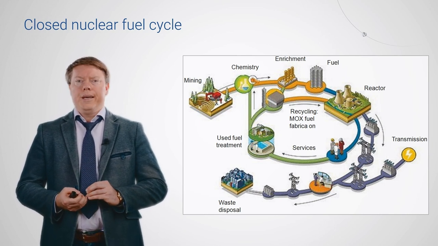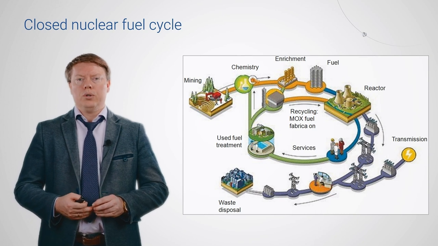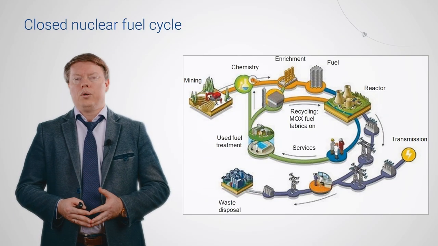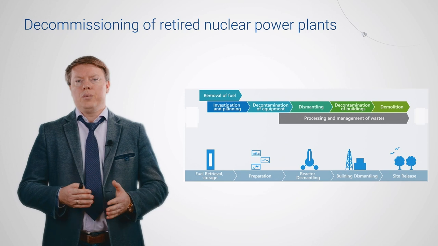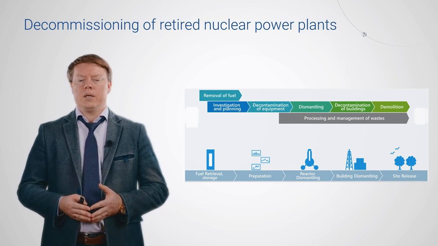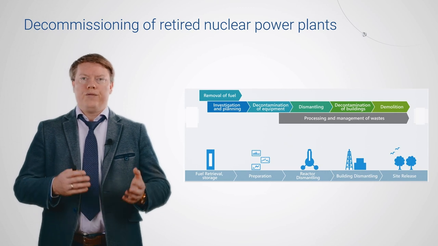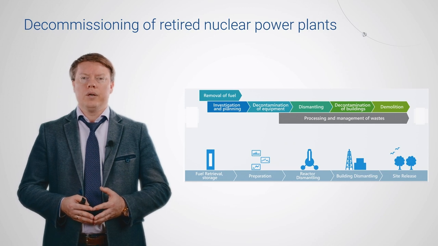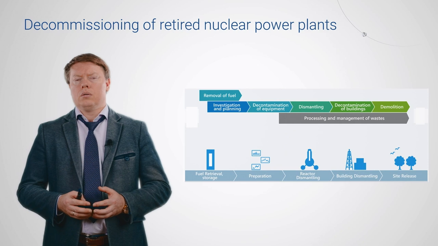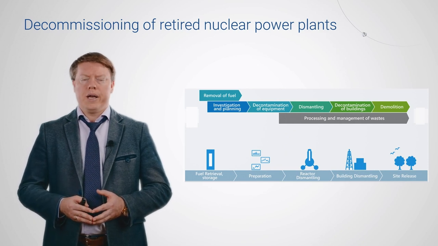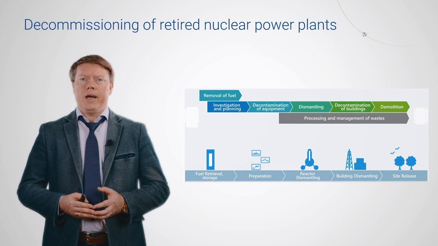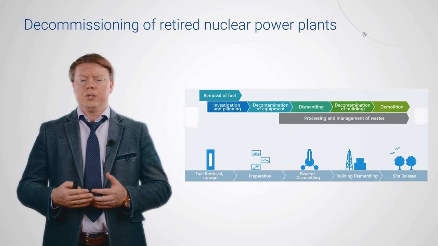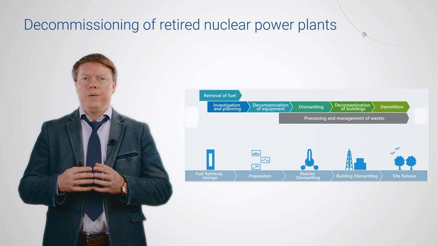And the next step for all nuclear technology, like the final step, is the decommissioning of nuclear power plants. And of course, decommissioning has different stages: we remove the fuel, remove the main huge equipment, and remove waste, low radioactive and high radioactive waste. And as a final view, the decommissioning process ends in a green field.